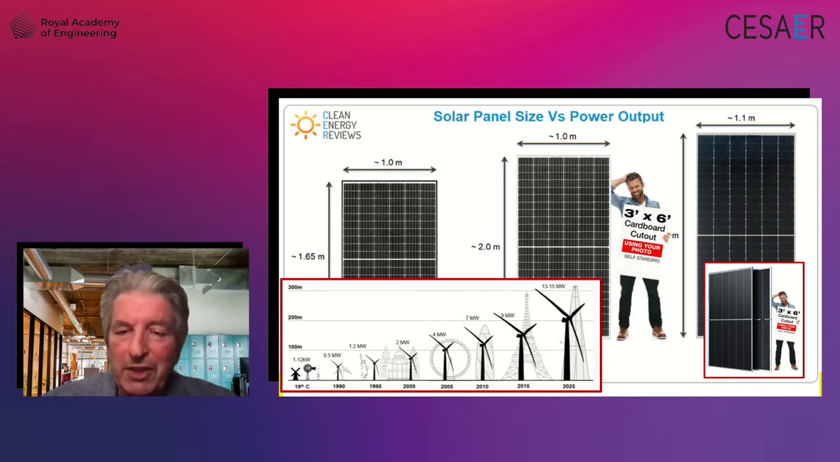So with renewables, I'll be talking specifically about photovoltaics and wind, but with both of them, there's been great progress over the last decade or so. Things have got bigger, more powerful, more efficient, and for a given rating, there's more energy generated.